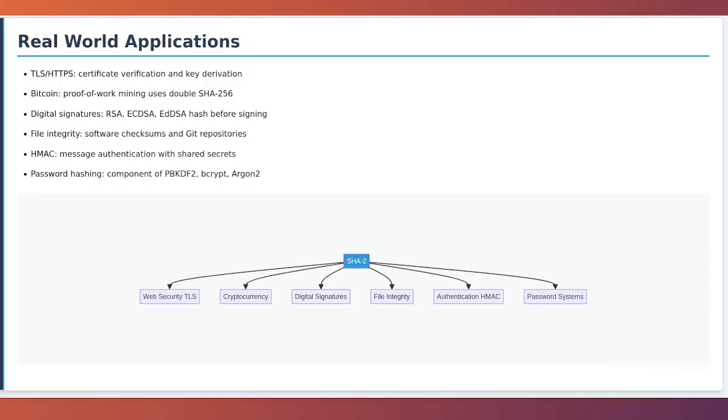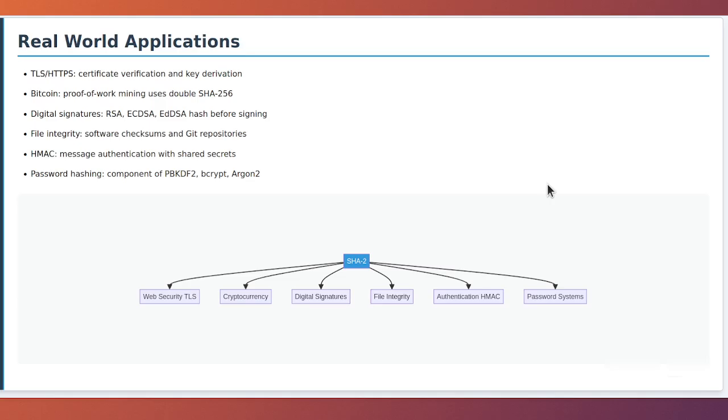Application 2 is Bitcoin and blockchain. Bitcoin uses SHA-256 twice for its proof-of-work mining algorithm. Miners repeatedly hash block headers searching for a hash below a target threshold. Bitcoin's security fundamentally relies on SHA-256's collision resistance and one-way property.